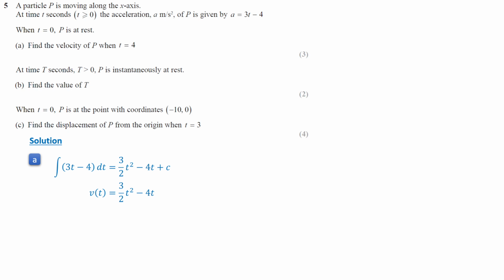Next, we are asked to find the velocity when t equals 4. Substituting t equals 4 into the velocity equation, we have 3 over 2 times 4 squared minus 4 times 4. So, the velocity at t equals 4 is 8 units per second.